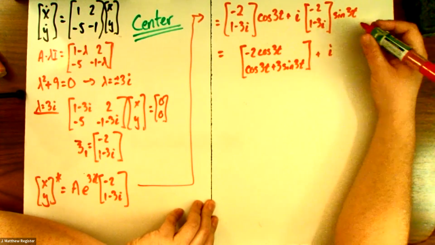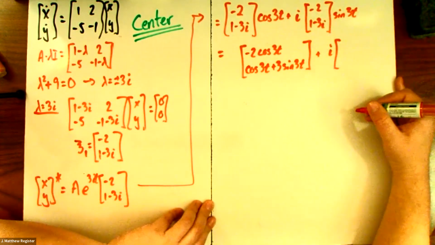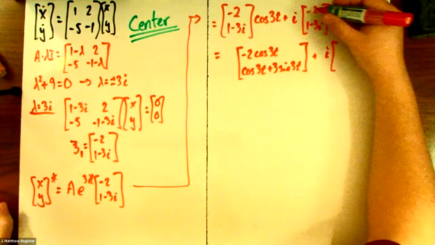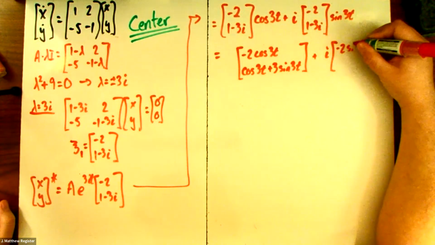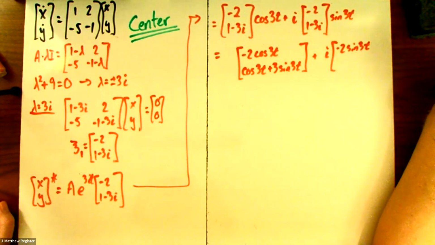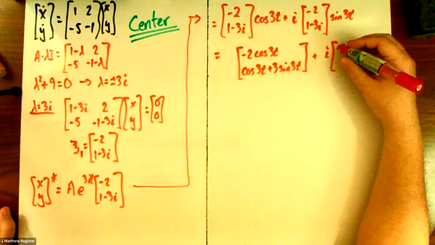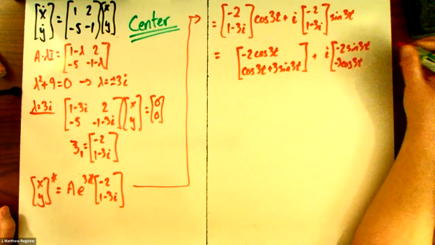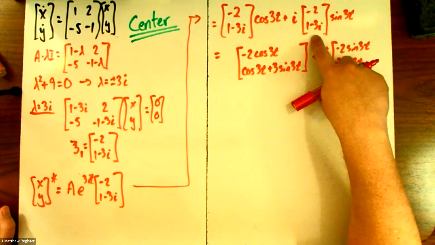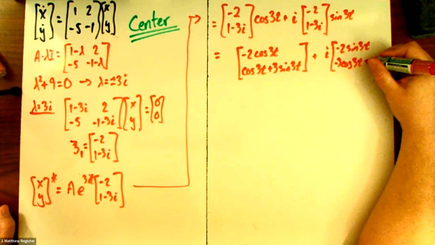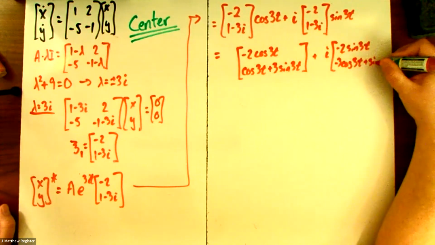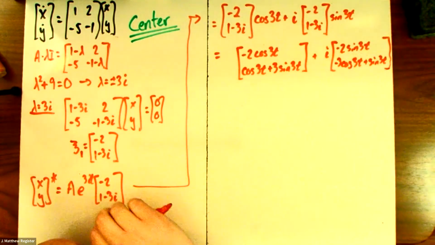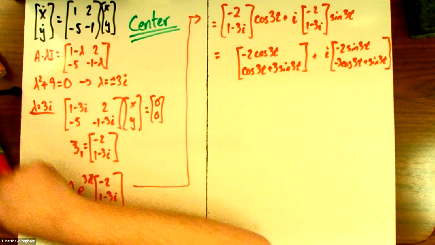Now we're going to have an i in our imaginary parts. And so in our imaginary parts, we are going to have a negative 2 sine of 3t. We're going to have a negative 3i, so negative 3 cosine of 3t. And then we're going to have a 1 sine of 3t. Running out of room there, but that's okay, because now we have our solution.